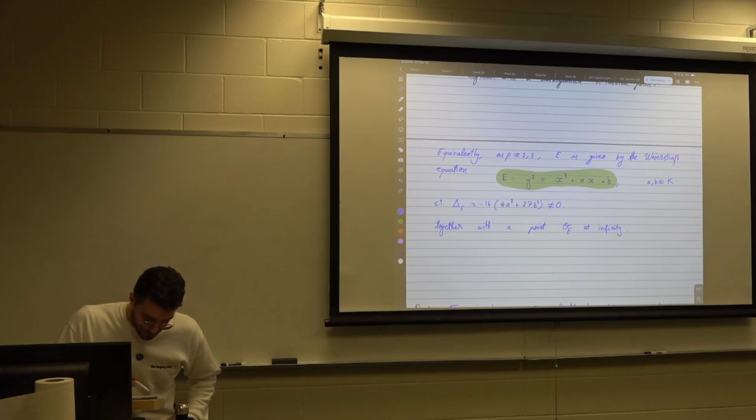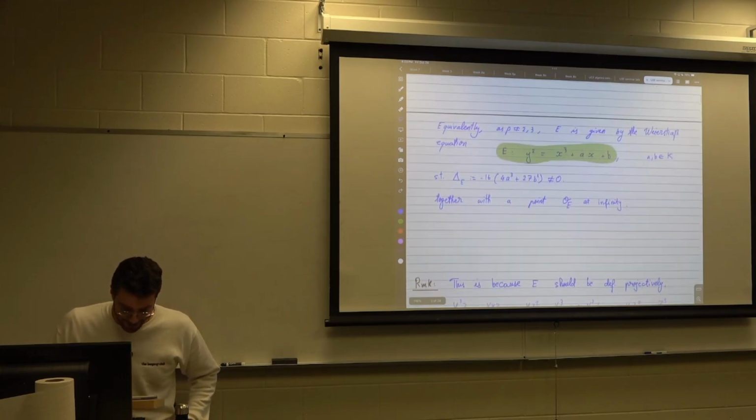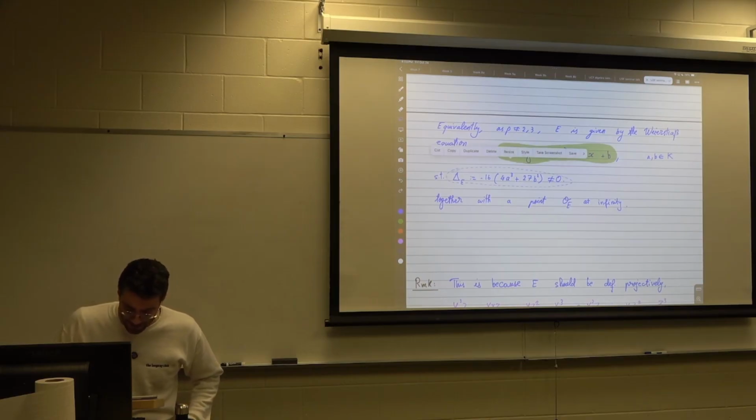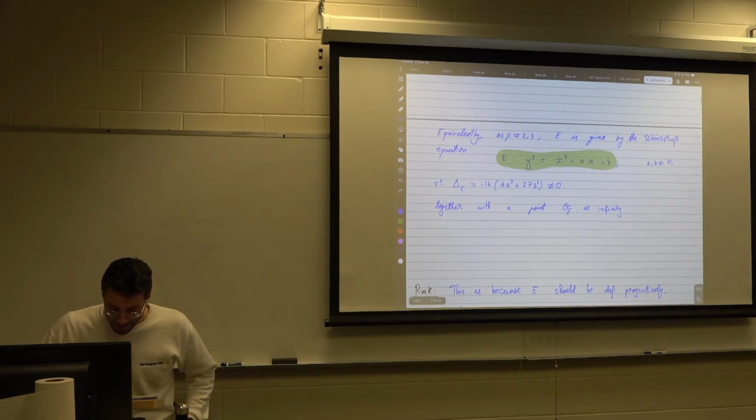Okay. Maybe if I use this, can you see if I do this? Okay, I'll use this because the pointer is not working for some reason. So here we have this equation for the curve, and the other thing that we need is also saying that the discriminant is not 0. So this ensures that it's smooth. And we'll need this in a second, so keep that in mind. Together with a point at infinity, which we denote by this. So this is playing the role of 0.